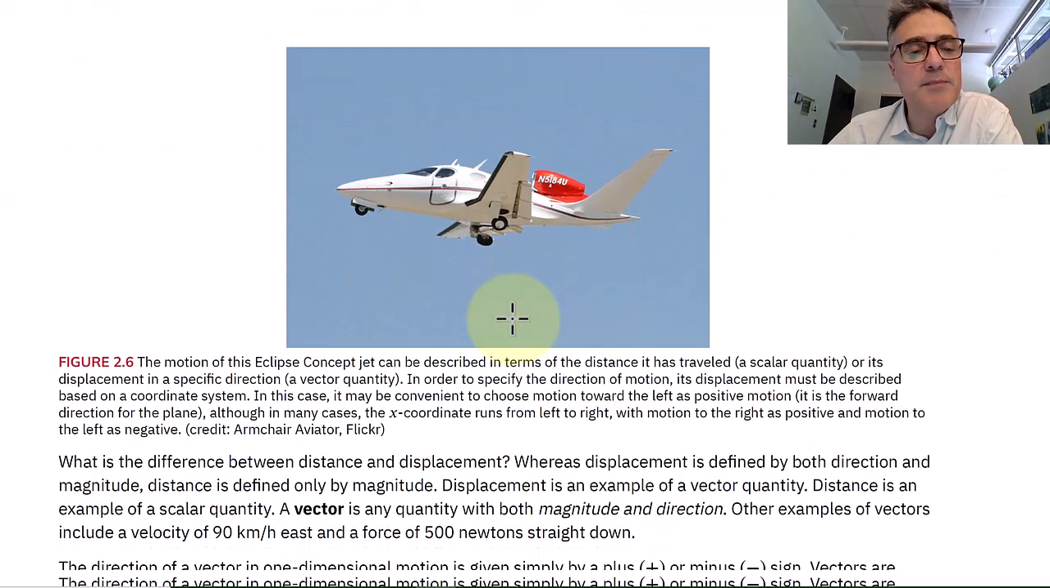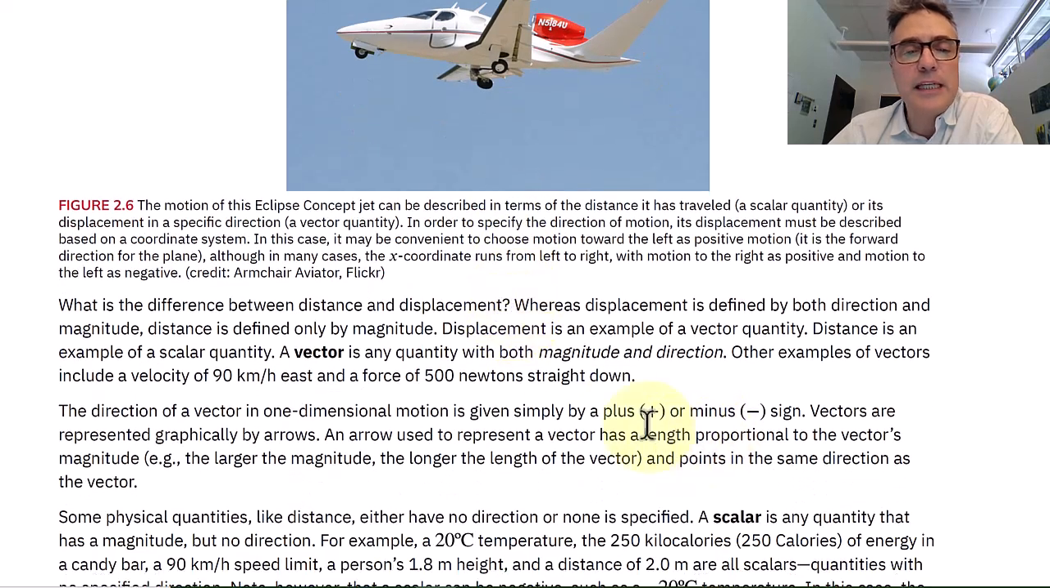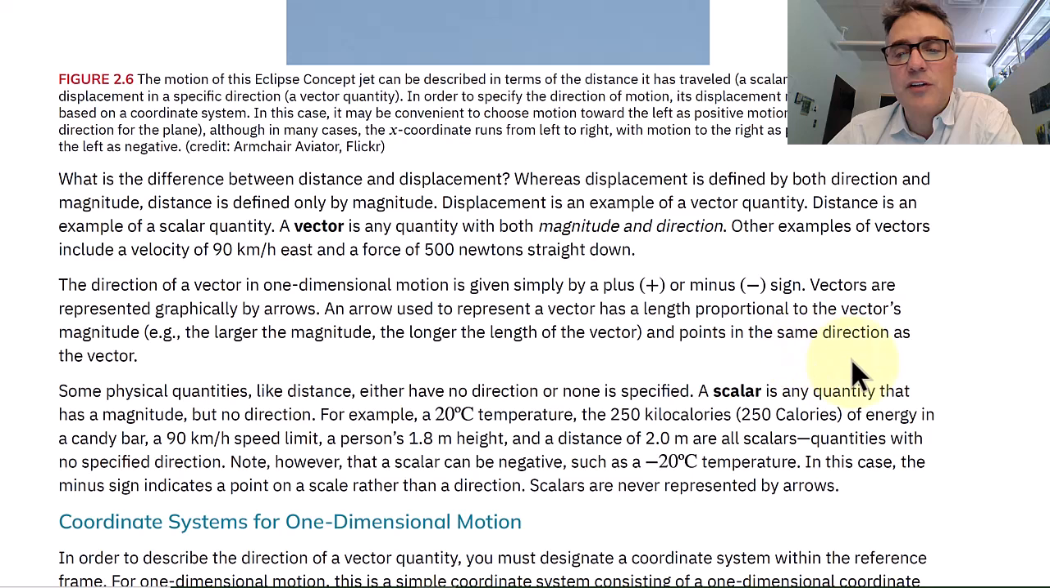And then section 2.2 is about vectors, scalars, and coordinate systems. This is about using this plus or minus to indicate direction in one dimension. So there's sort of a difference. We'll talk about this a lot more when we get into chapter 3, but we say that a scalar is a quantity that has a magnitude, a size, but no direction.